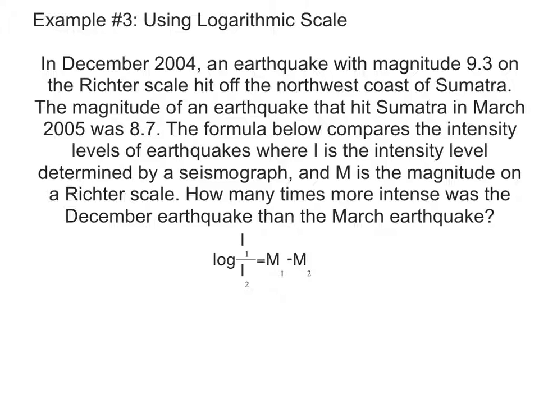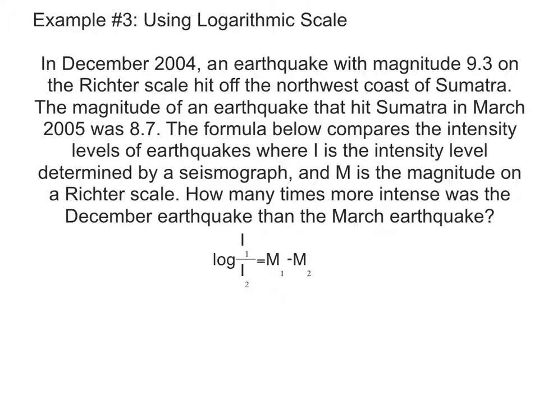The formula below compares the intensity levels of earthquakes, where I is the intensity level determined by a seismograph and M is the magnitude on a Richter scale. How many times more intense was the December earthquake than the March earthquake? All right, so remember, how many times more intense was December than March? So they're talking about 2004 compared to 2005.